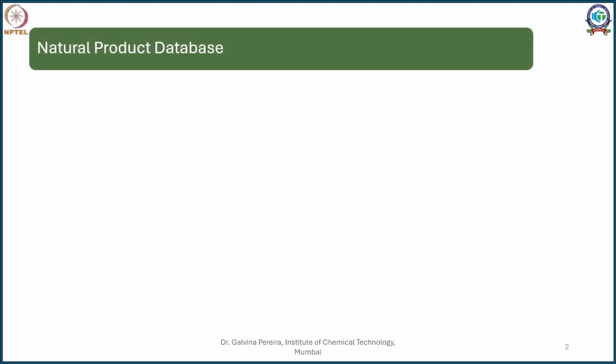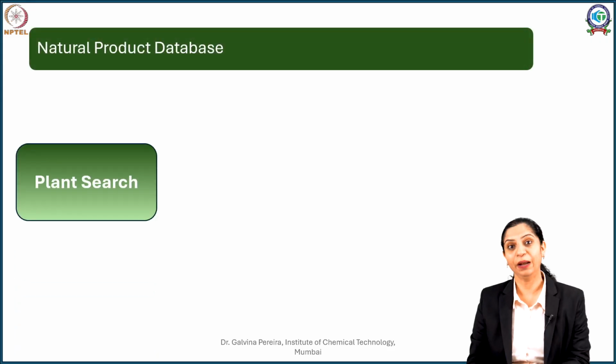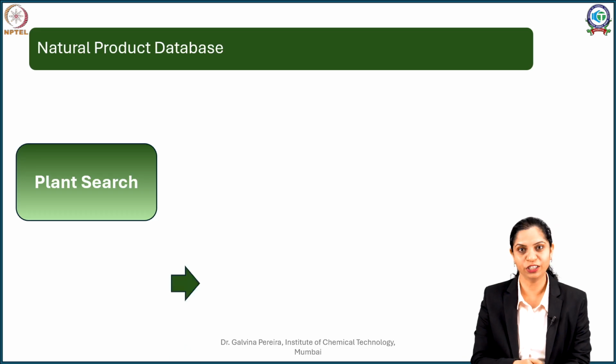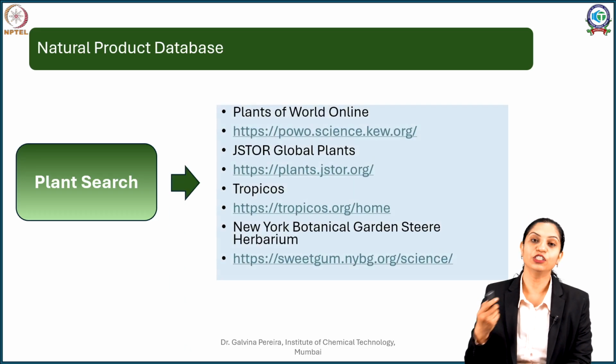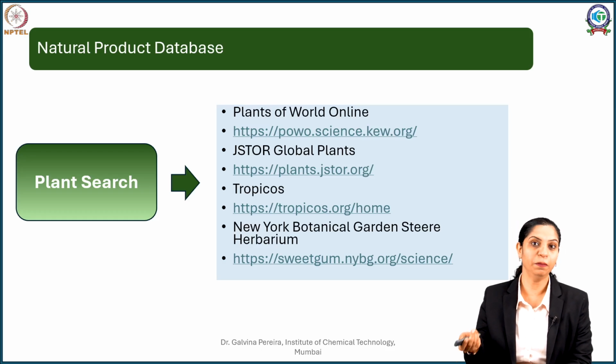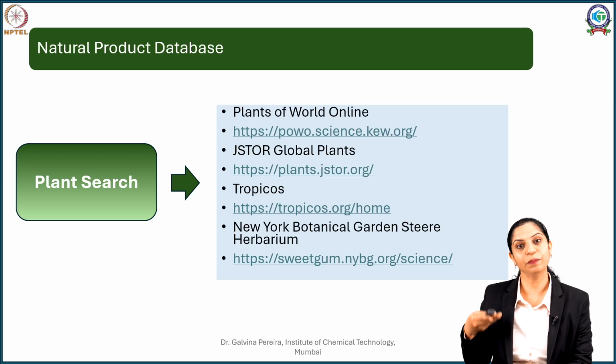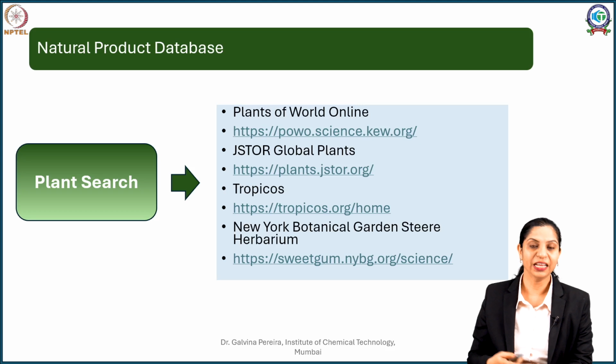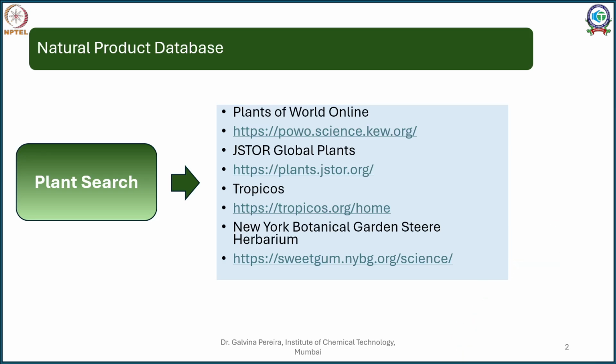Now in the previous session we learned that we could use some of the natural product databases to help us gain more information about certain plants. If you remember, we saw Plants of the World Online, JSTOR, Tropicos as well as the New York Botanical Garden herbariums. There we raised a query for certain plants, and whenever you raise a query, the software comes back with herbariums, taxonomic information, geographical information, and some of them also come up with the therapeutic application.